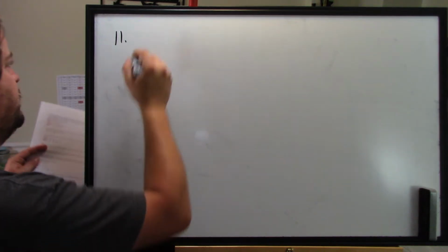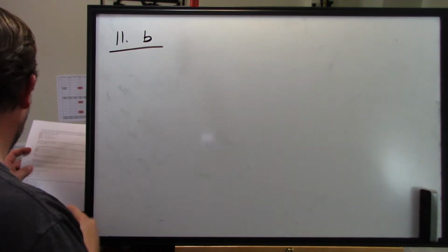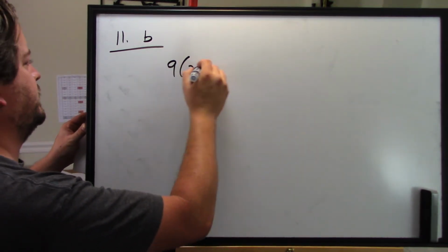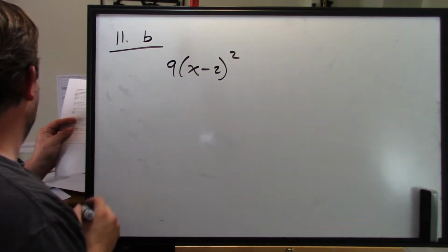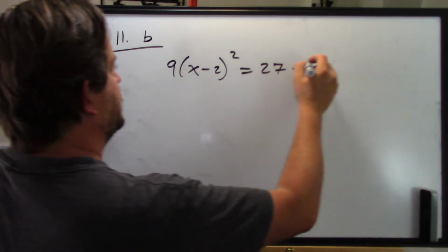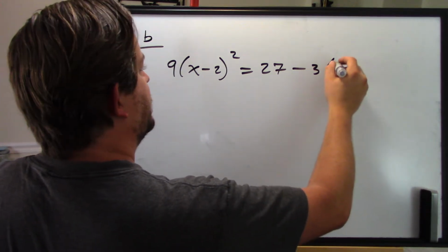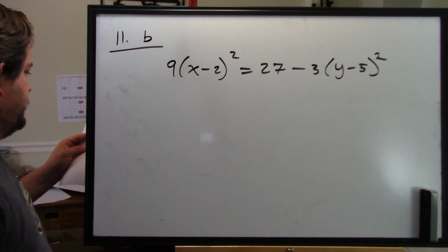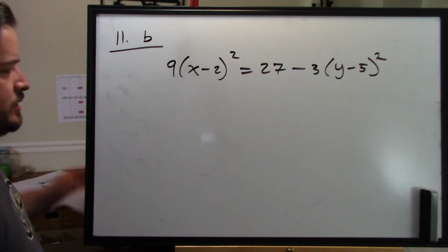Okay, let's see. Let's look at 11. B. So I have 9 times x minus 2 squared equals 27 minus 3 times y minus 5 squared. And we want to state whether it's a parabola, ellipse, or a hyperbola.